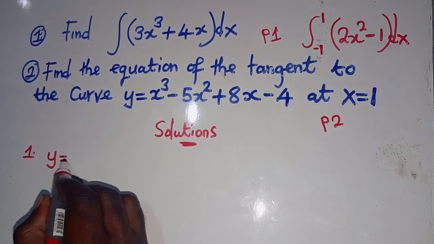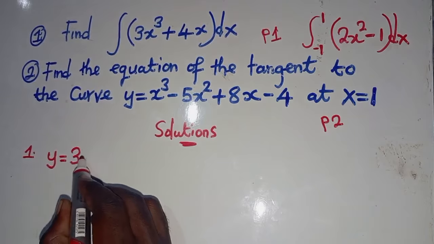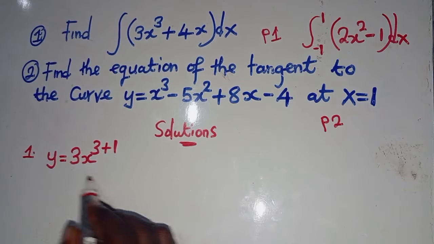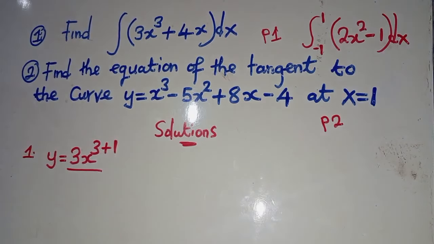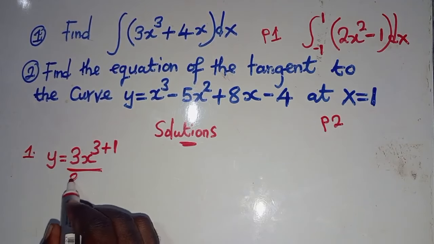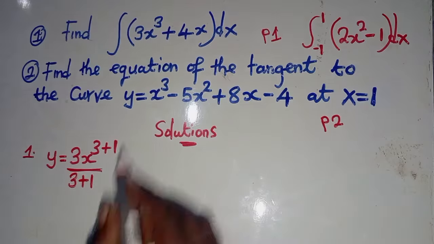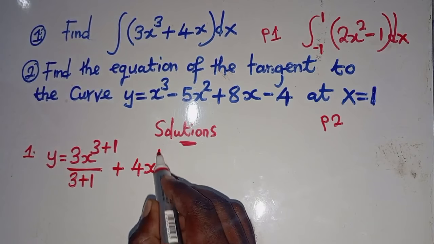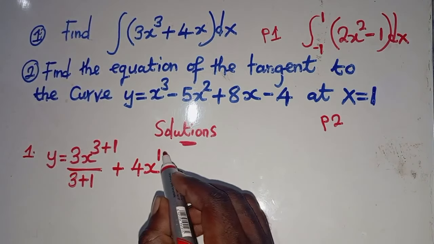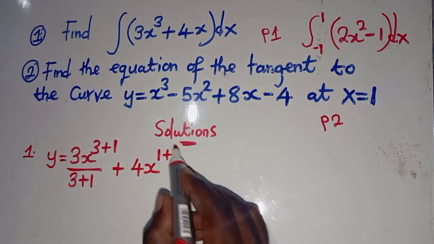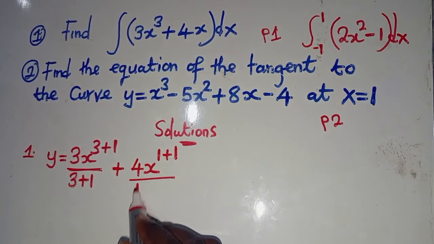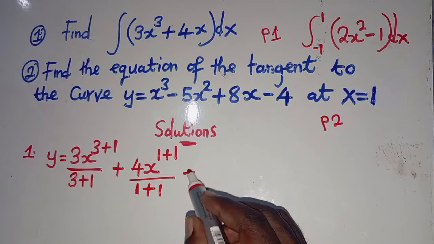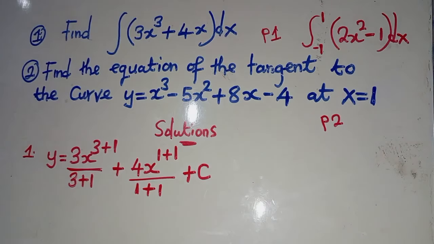You just say y is equal to, so you've got 3x raised to the power 3. You just add plus 1. Then what is on top comes down. So you've got 3 plus 1, the 3 plus 1 should come down. Then plus, that is 4x, meaning it is raised to the power 1. You say plus 1, everything on top will come down, 1 plus 1. Since we are dealing with the integrals without limits, you say plus a constant c.